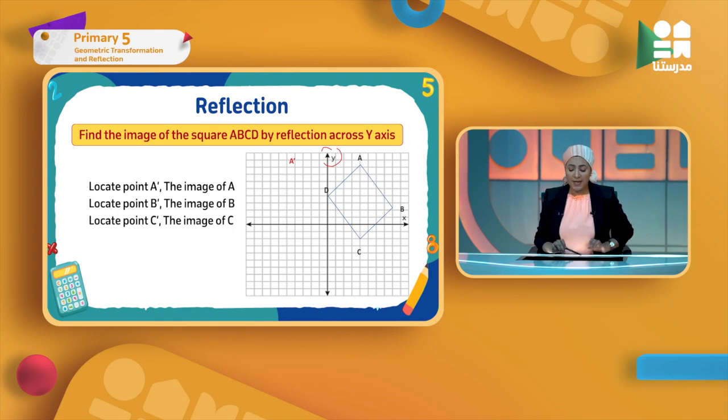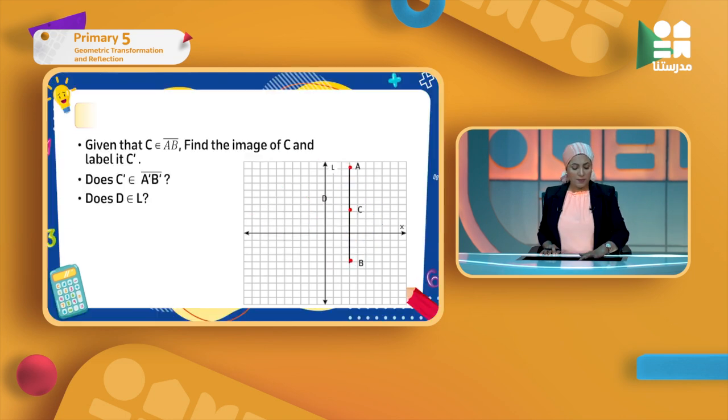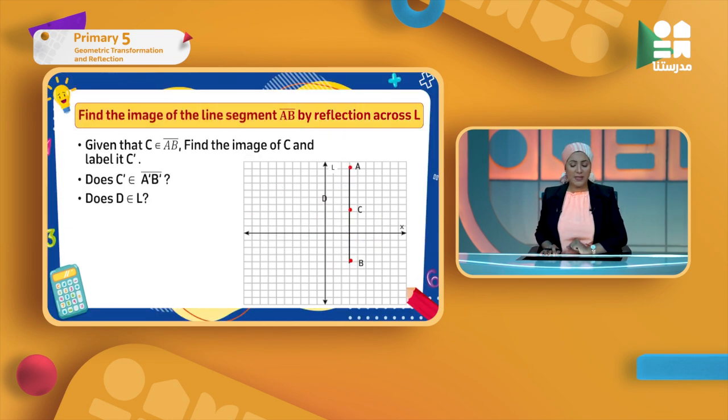So هنا A dash بعيدة عن ال y-axis 4 units، then هاجي على الناحية التانية من ال y-axis, and I will count 4 points and I'll put A dash in this place. Then I'll do the same with B dash and with C. And D is already on the axis, so I don't need to get it a reflection. When I join my points, I will get a reflection of my shape. Okay, now let's move to another example.